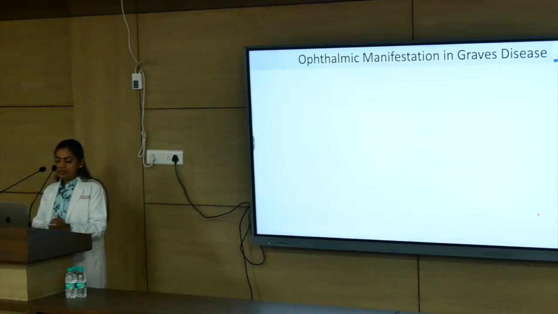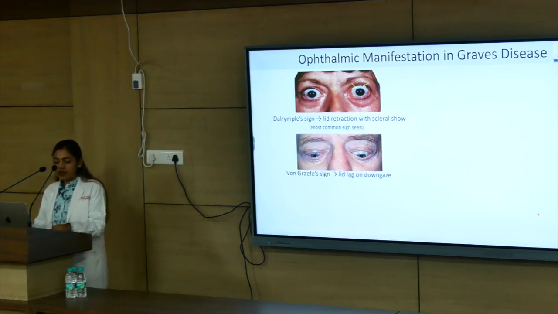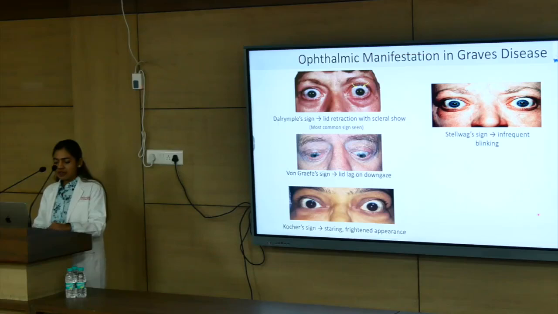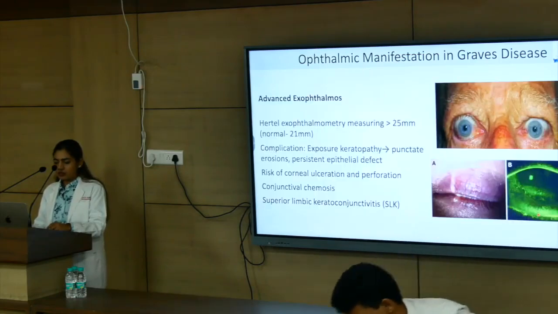There are prominent eyelid signs. Commonly seen is Dalrymple sign, which is lid retraction with scleral show. This is the most common sign. There might be Von Graefe sign, which is lid lag on down gaze, Poacher sign, which is a staring, frightened appearance, Stellwag sign, infrequent blinking, and Mobius sign, which is weakness of convergence when looking at a near object.